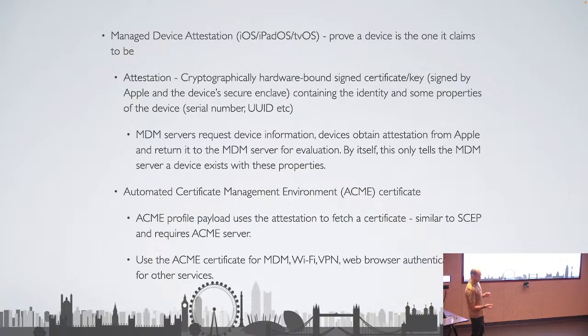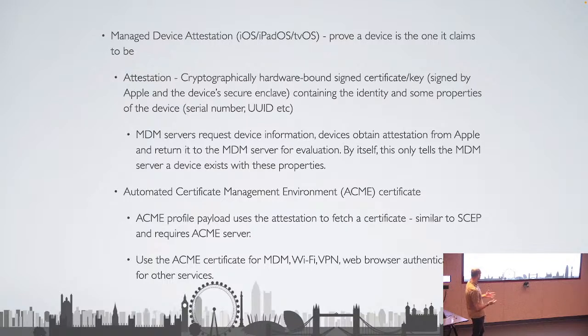The MDM servers can request that attestation from the device with an MDM command, the device information command, and the device returns it back. That essentially just tells the MDM server, yeah, I'm a device and I have some properties, and here they are. It doesn't really prove that the device is who it says it is.